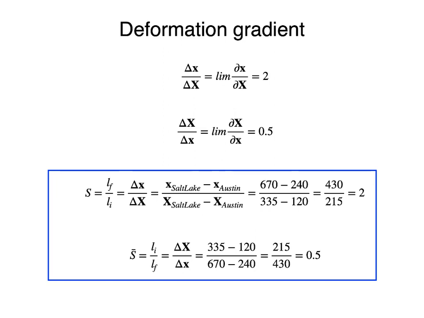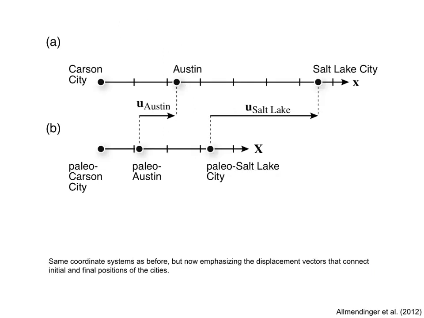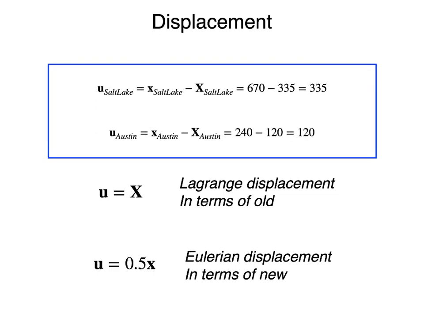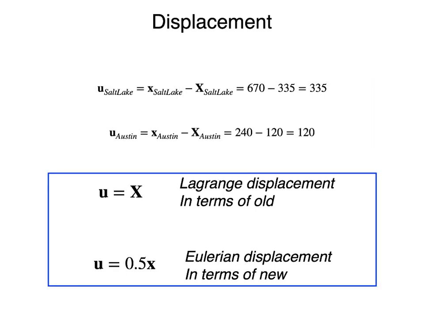Another way to look at this problem is to consider the displacement vectors that connect the initial and final position of the points along the line. These displacement vectors are shown here for the cities of Salt Lake and Austin. And they are calculated in these two equations. In both cases, the vector u is equal to the initial position of the city, and it is also equal to half the final position of the city.